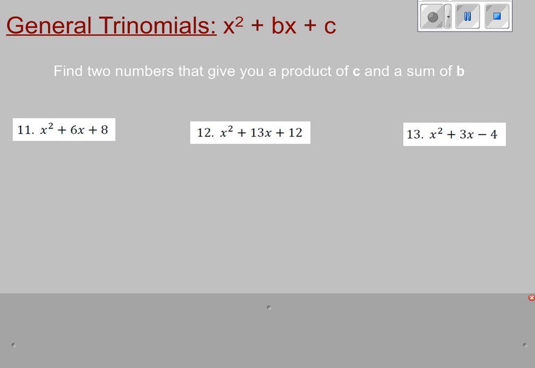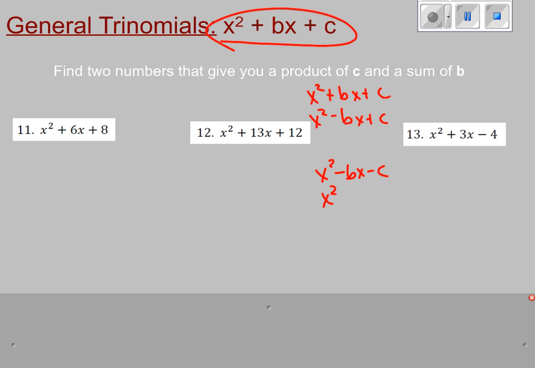Okay, so when they're in trinomial form like this, you are basically unfoiling. And the way I like to think about it is this, okay? When you're factoring this, one of 4 things is going to happen, okay? You're either going to have x squared plus bx plus c, x squared minus bx plus c, x squared minus bx minus c, x squared plus bx minus c. And I split them apart for a reason. This kind of tells you how to do it.